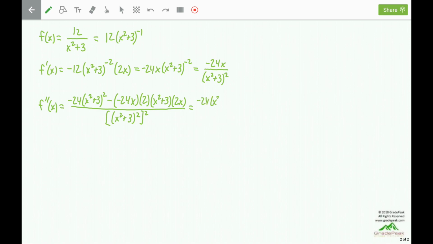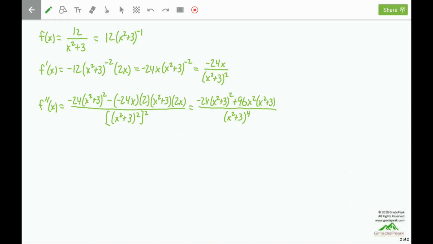In the numerator, we have a negative 24. We have an x squared plus 3 squared for the first term. We will leave it alone. For the second term, we can collect all the constants together. We have a negative implied 1, a negative 24, a 2, and a 2. Negative 1 times negative 24 is positive 24, times a 2 is positive 48, times another 2 is a positive 96. We have an x and another x, so x squared. And we have an x squared plus 3. All this is over x squared plus 3 squared and then squared again, in which case we multiply the exponents. 2 times 2 is a 4.